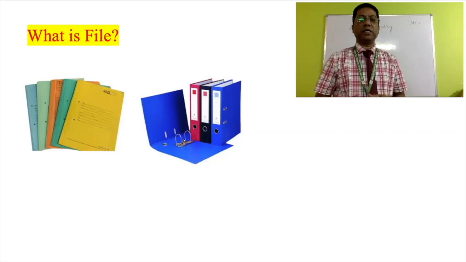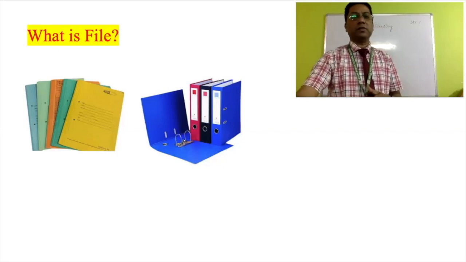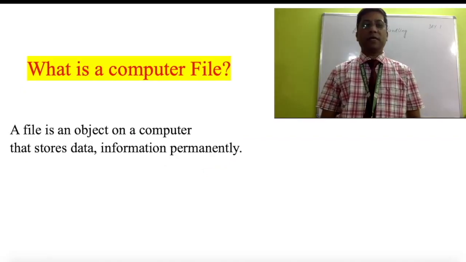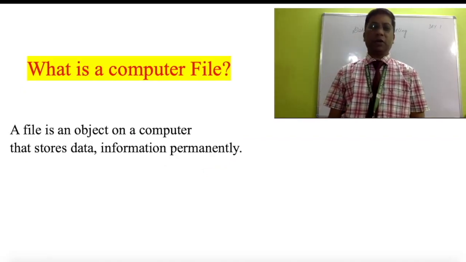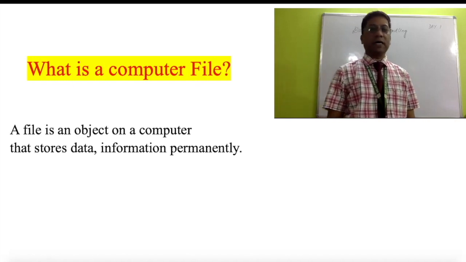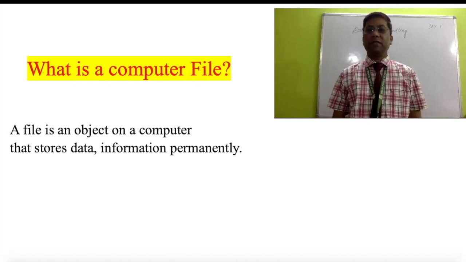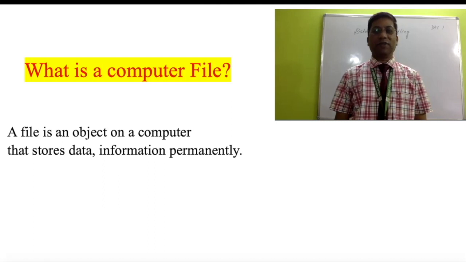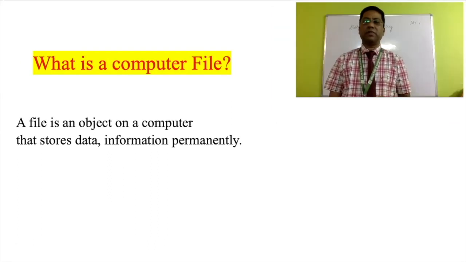So let me define what is a computer file. What is a computer file? A file is an object on computer that stores data informations in a permanent memory. Some of the examples of files are Excel file, Word file, PDF file, then audio file. So you are already aware about the different types of the files.